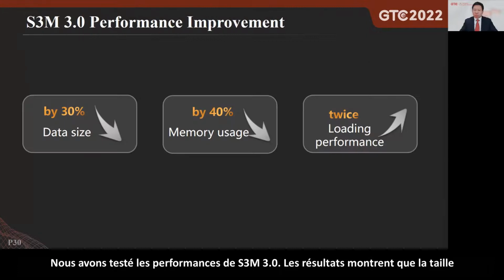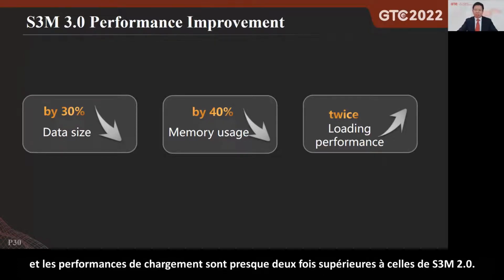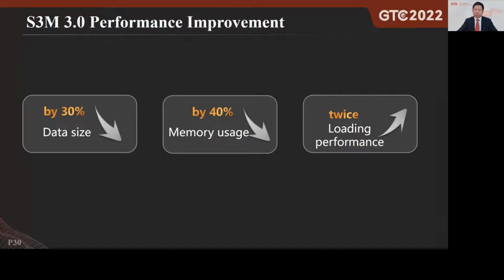We tested the performance of S3M 3.0. The results show that data size can be reduced by 30%. Memory usage can be reduced by 40%, and loading performance is almost twice that of S3M 2.0.